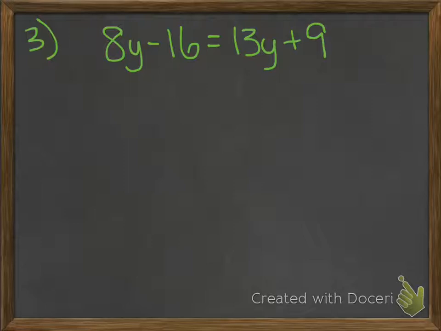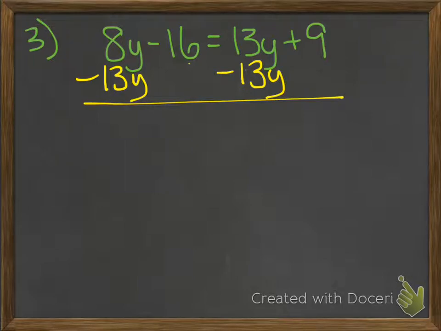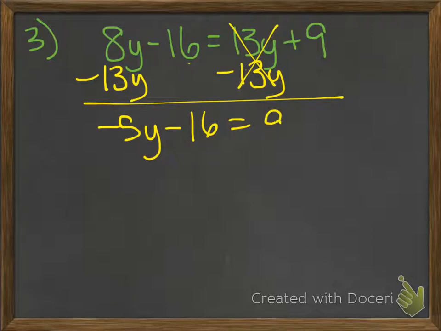Again, a relatively straightforward equation to solve. So what we need to do is we need to get all the variables to one side and all the numbers to the other side. So how do we do that? Well, we have a positive 13y. So in order to move the 13y over, we can subtract 13y from both sides. Again, I'm demonstrating how I would like you to show your work when I'm collecting your work, or especially on a quiz or a test. So 8y minus 13y is a negative 5y. On this side we still have minus 16, and on this side it's going to equal 9.